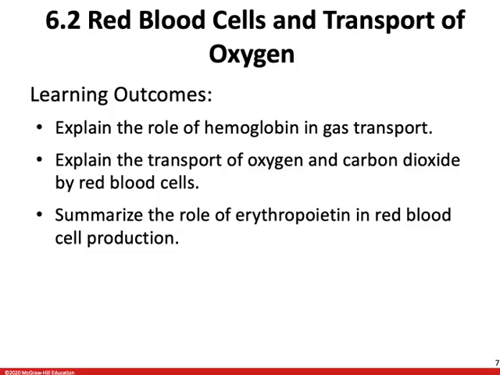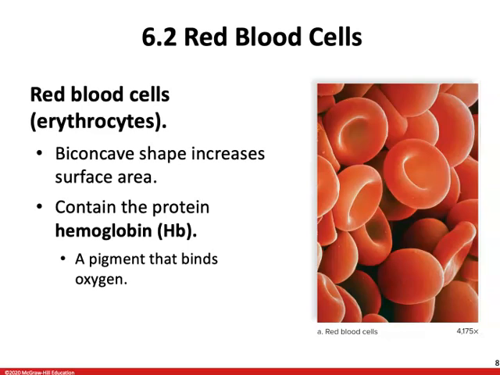Next, we want to talk just briefly about red blood cells and how they transport oxygen. So our red blood cells are also known as erythrocytes. These have a very interesting shape. They have sort of a biconcave shape. They kind of look like a donut without the hole actually punched out, but just caved in.